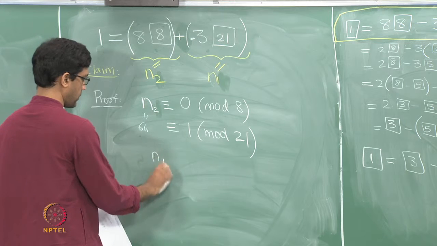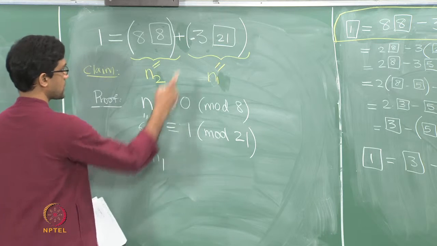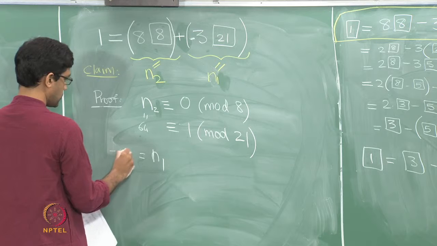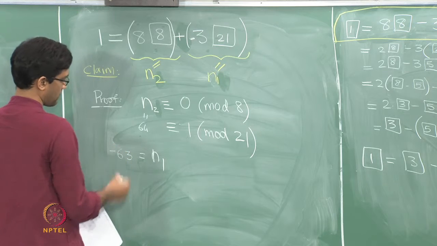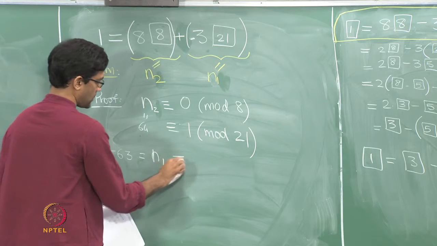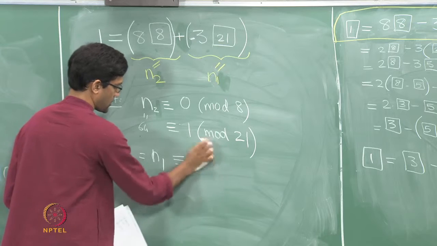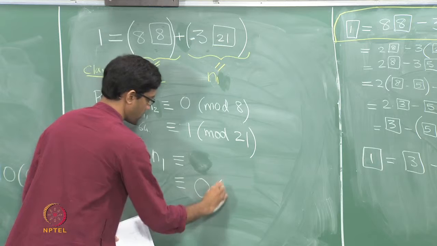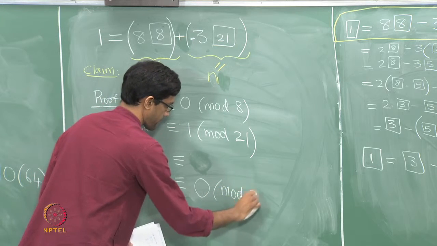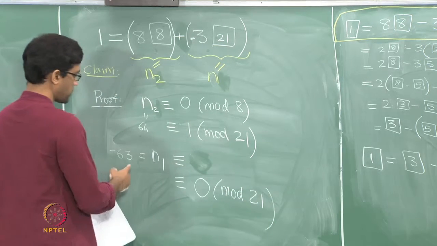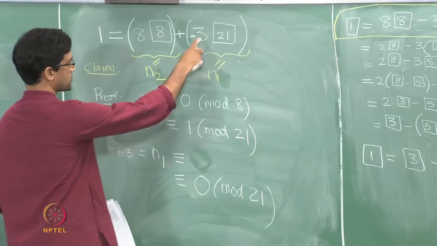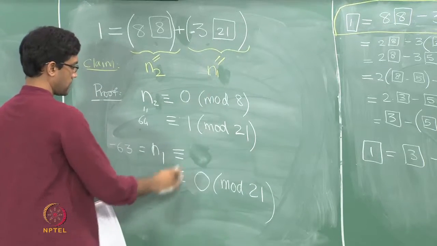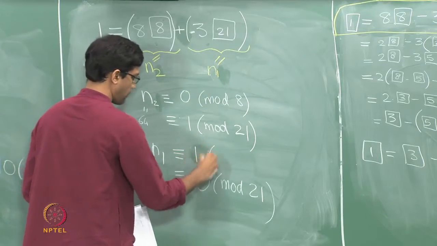Similarly, let's look at n1. n1 in this case is minus 63. Observe, it's not a positive number, it's a negative number, but nevertheless it is a solution to this set of congruences. So this is a multiple of 21, it's 0 mod 21, because after all it's minus 63, right? It's minus 3 times 21. But here's the interesting part, it will surely be 1 mod 8.